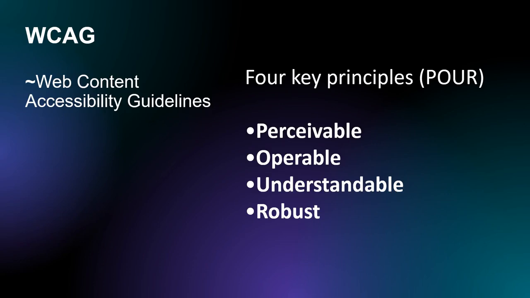What are those WCAG guidelines? The Web Content Accessibility Guidelines follow 4 basic principles: perceivable, operable, understandable, and robust. Perceivable means they need to be able to perceive it in a variety of different ways, whether visual, auditory, tactile, etc. Operable means they need to be able to operate that interface.